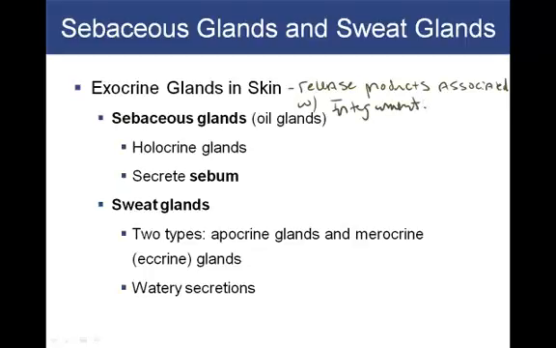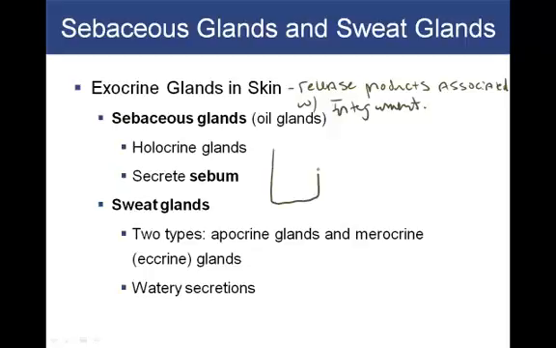Okay, we have sebaceous glands. We already mentioned sebaceous glands. These are oil glands, and the type of secretion that these glands undergo is called holocrine secretion. Holocrine refers to a type of exocrine secretion in which the cell becomes swollen with vesicles and it ruptures.